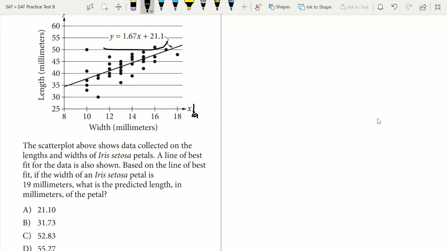Well, we're actually given an equation, so what we can do is plug in our width, which is 19 for x. So we're going to have 1.67 times 19 plus 21.1, and that's going to give us 52.83, so our answer is going to be C.